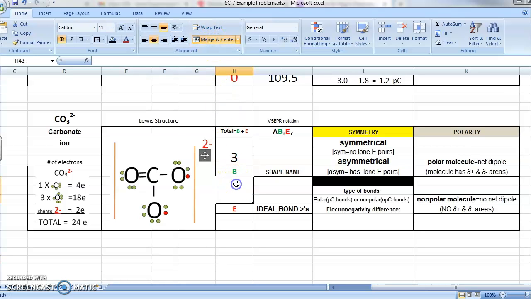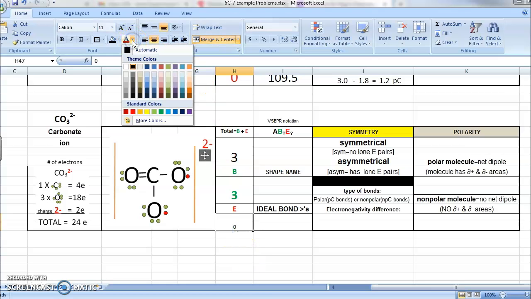B stands for how many bonded atoms? There are 3. So I'll put that right there in that square. How many of those 3 things are lone pairs? Well, if there's only 3 things and 3 of them are atoms, there are no lone pairs on this molecule. And we can see on the drawing that there are no lone pairs on the molecule. So we put a 0 there.